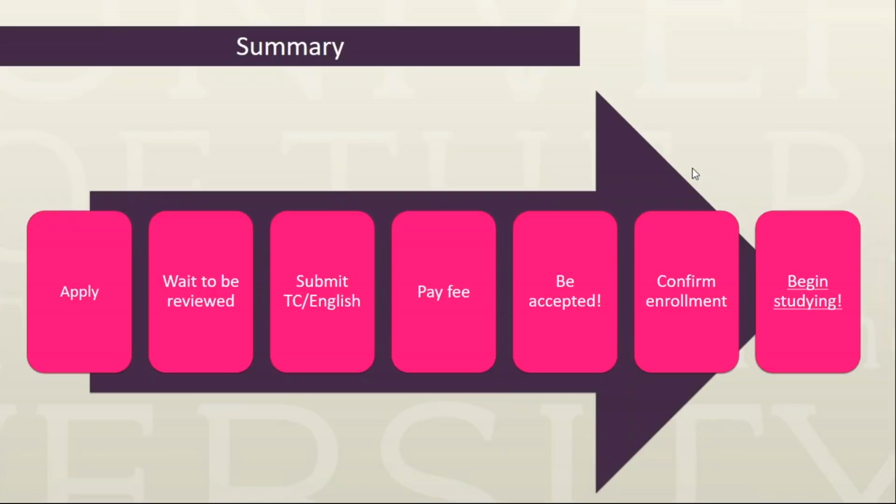Maximum number of courses to register per term is 2. Unless you have a CGPA of 2.0 or higher, then you can take 3 courses.